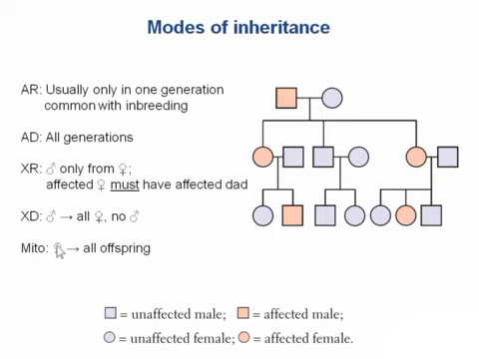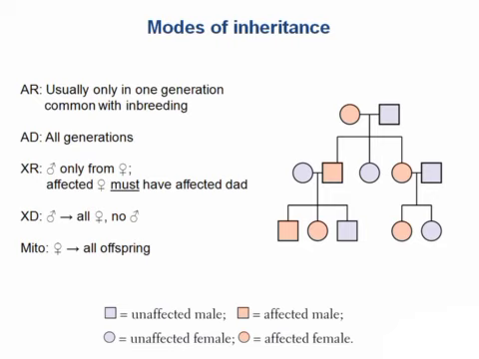The clue here is that the grandfather gave it to both of his daughters, but not his son, which means there's a really good chance that this is X-linked dominant, since an affected male only has one X chromosome, which is affected, and he passes it to all of his daughters but not to his sons. So the answer to this would be X-linked dominant.